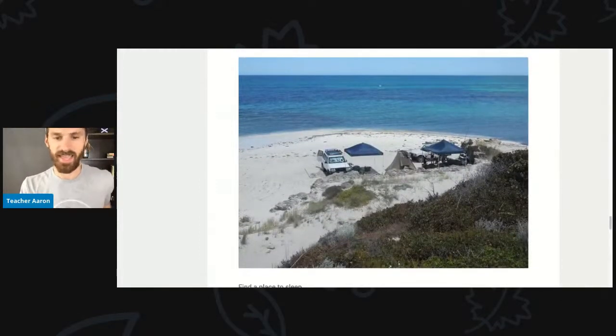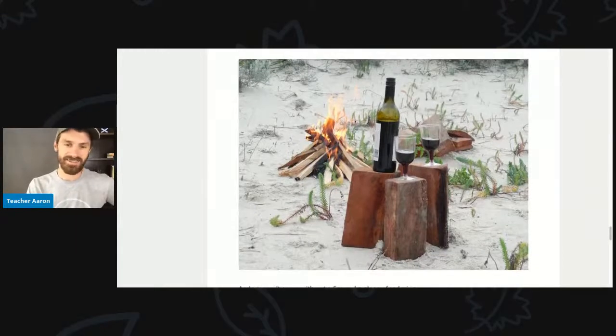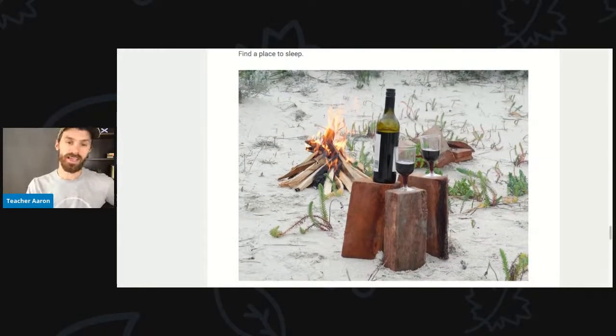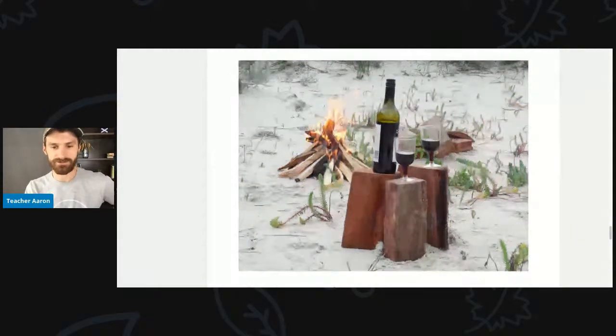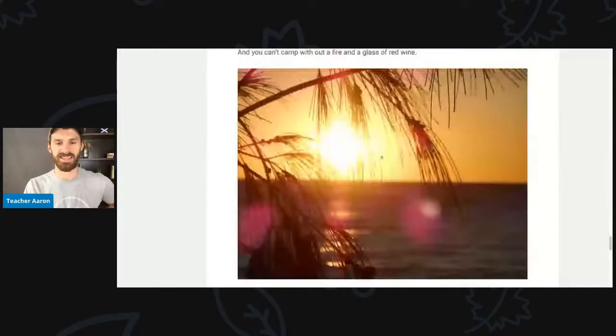And here is the campsite. They are driving the truck around the beach, and then they have set up a tent to sleep in. And here is the fun part. They made a campfire. Okay, they made a fire on the beach, and then they have wine, 2 glasses of wine and 1 big bottle. And wow, look how beautiful the sunset is.